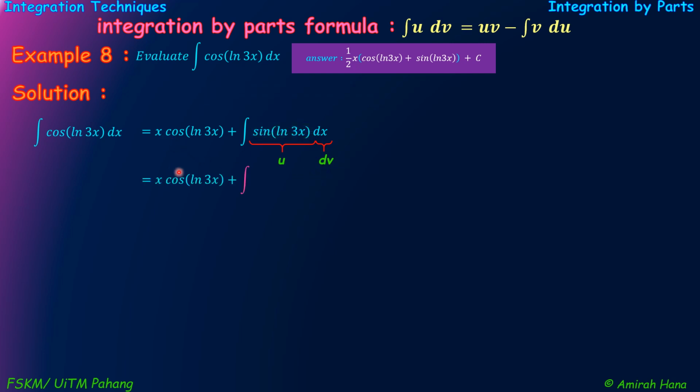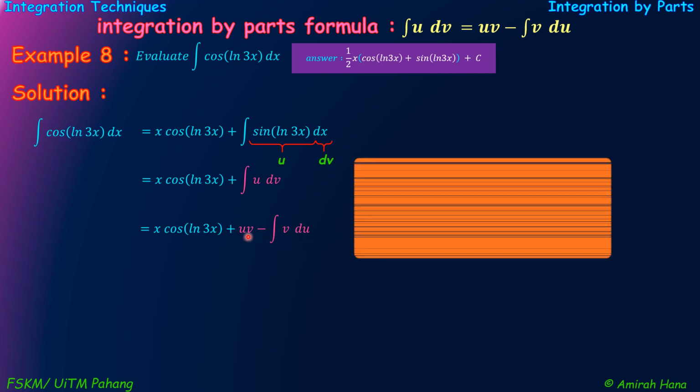And after that, we have x cos ln 3x plus. We can rewrite this. So we have integration of u dv. And then we have x cos ln 3x plus. From this formula, we can use uv minus integration of v du. Since we have a positive symbol in front here, we don't need to put a bracket. But it's okay if you still want to put a bracket. If the sign here is minus, you must put a bracket to avoid error.